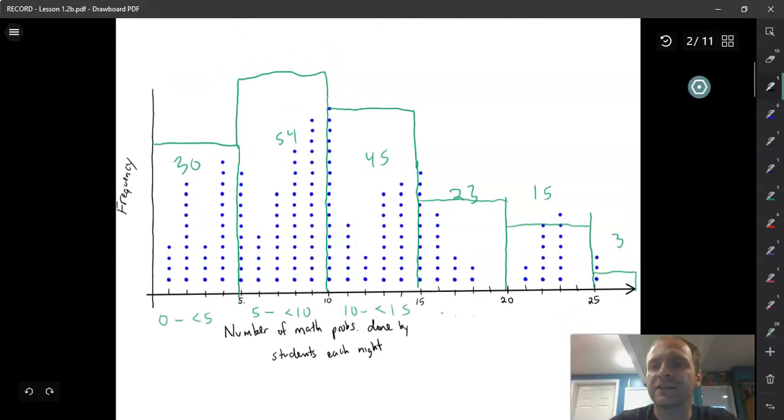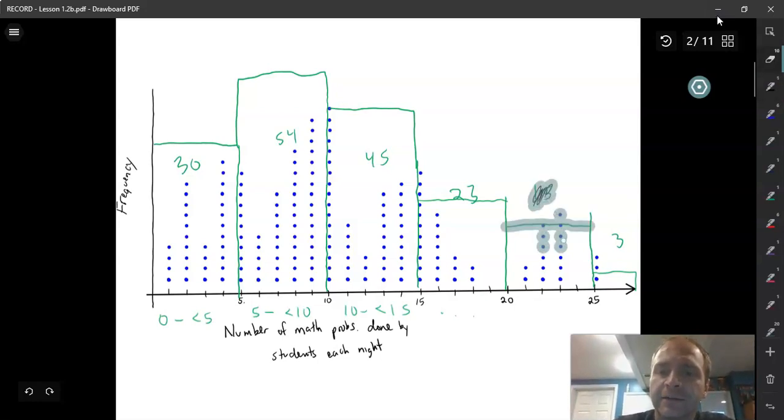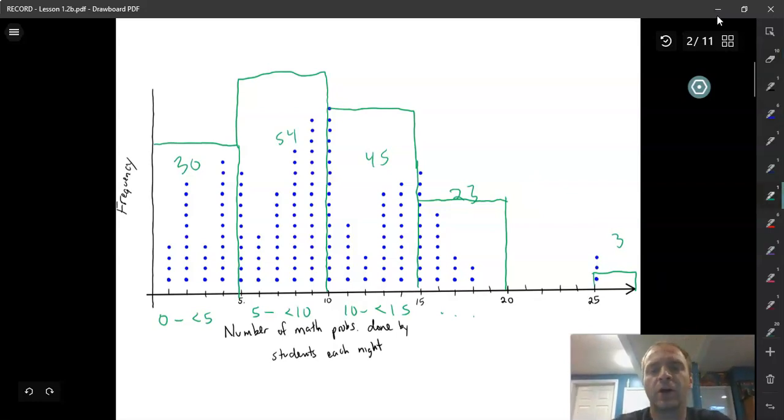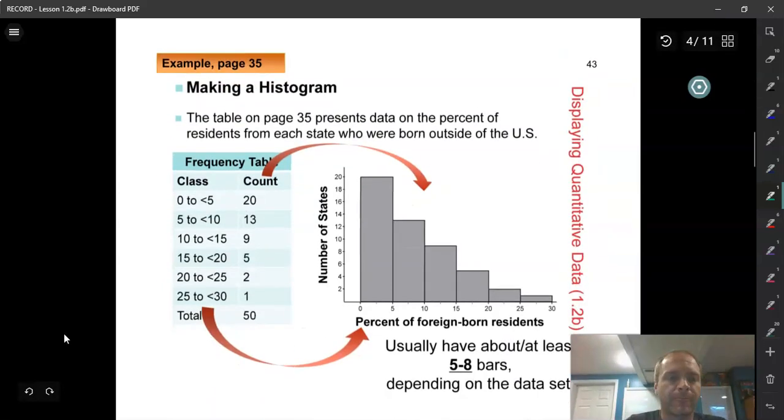So if we go back to this, let's just say that there were no students that did between 20 to less than 25 problems. In that case, the bins would not all be touching. There is a gap there, and there's a gap there because no one did that many problems.